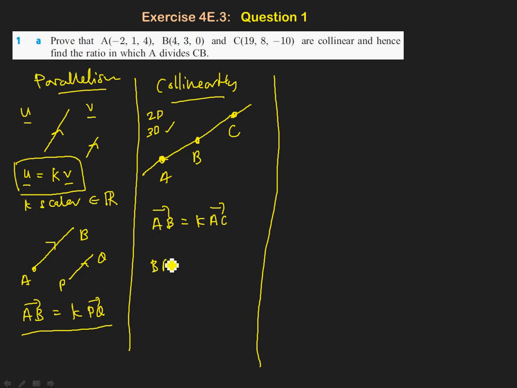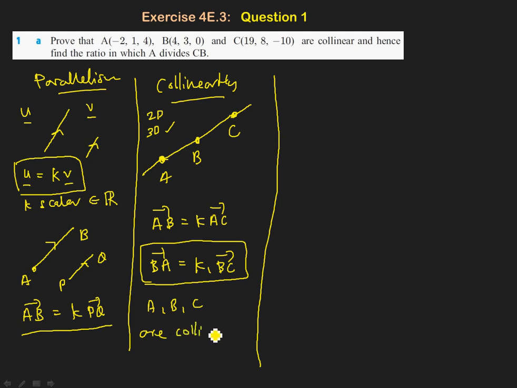You can show that kAB is equivalent to, say, k1, some scalar, BC. So there's a common point. The first one, the common point is A, and the second one, the common point is B. You can use C as a common point too. There's no real restriction there. But as long as there is a common point, and you can write both vectors, relating them as follows, then you say that A, B, C are collinear. And this is the concept of collinearity.